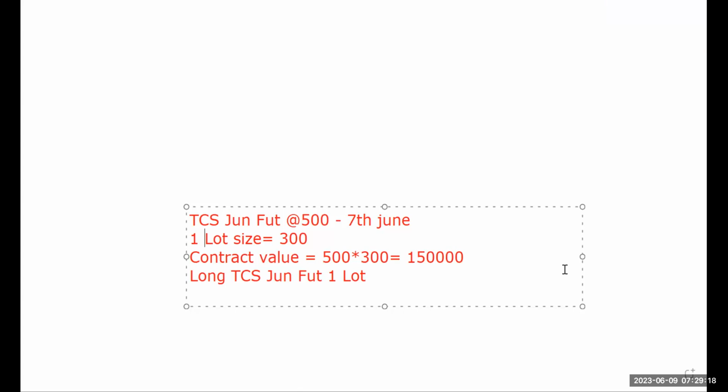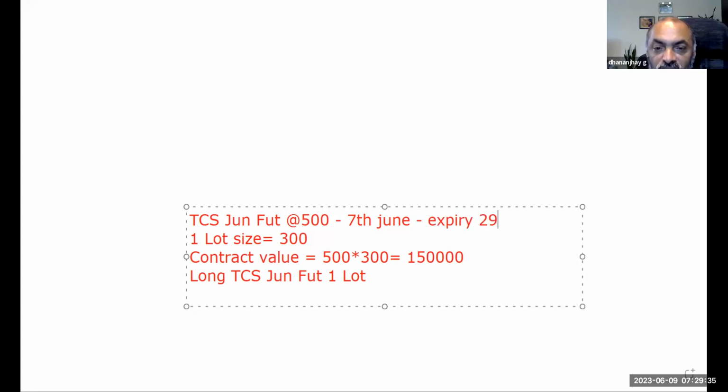Is it expiry date? I'm doing the buying transaction on 7th June. Expiry date is whatever the exchange has fixed. The expiry is 29th June, because it is a Thursday.